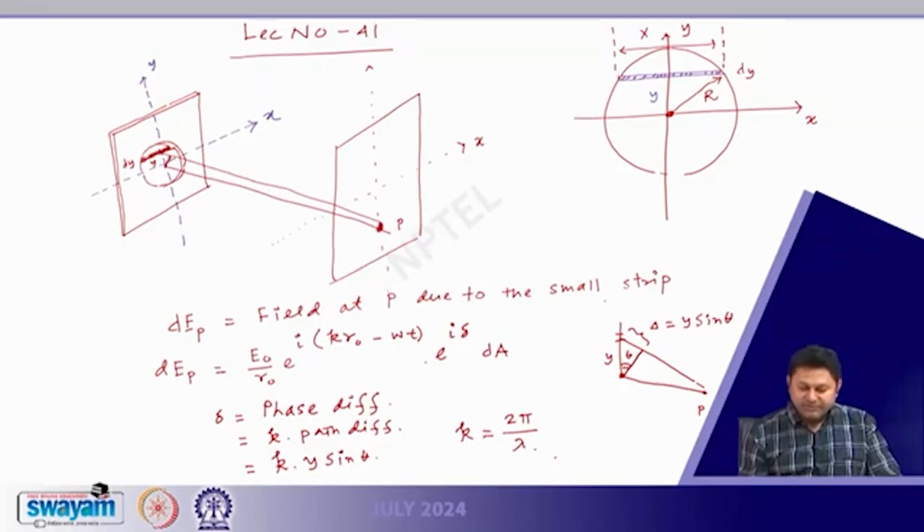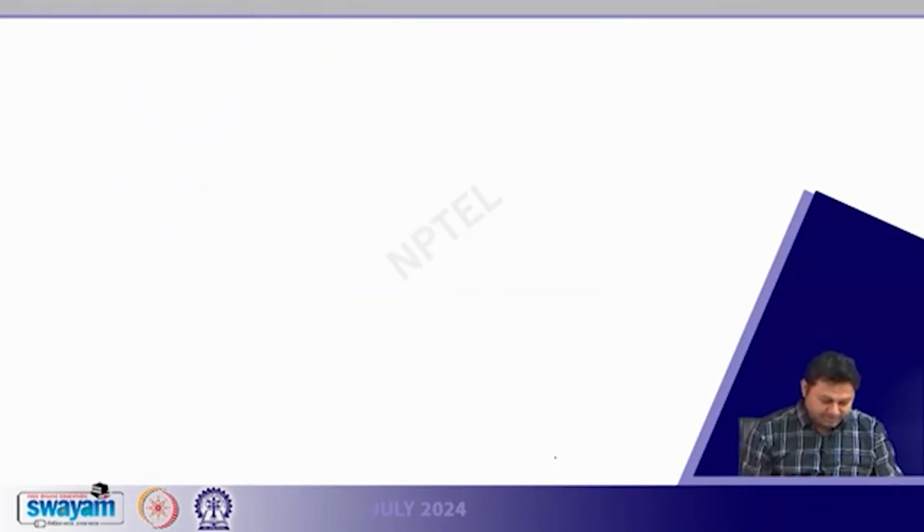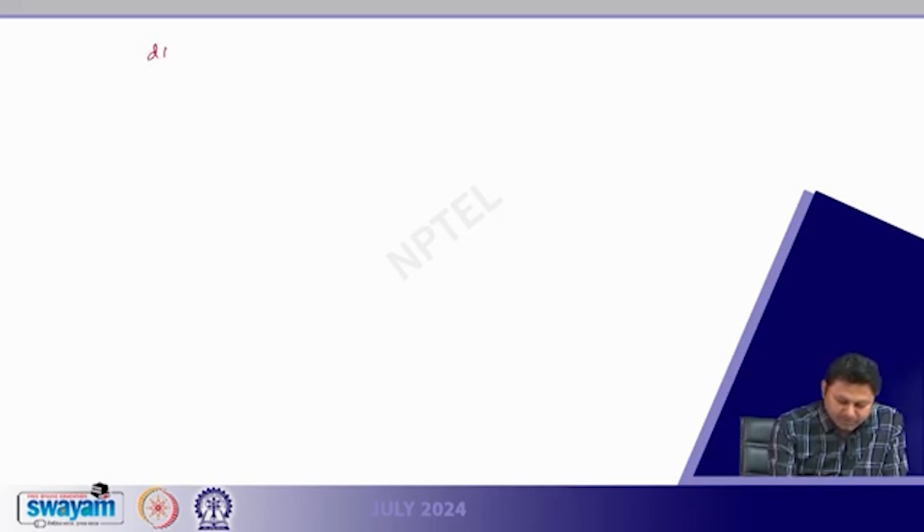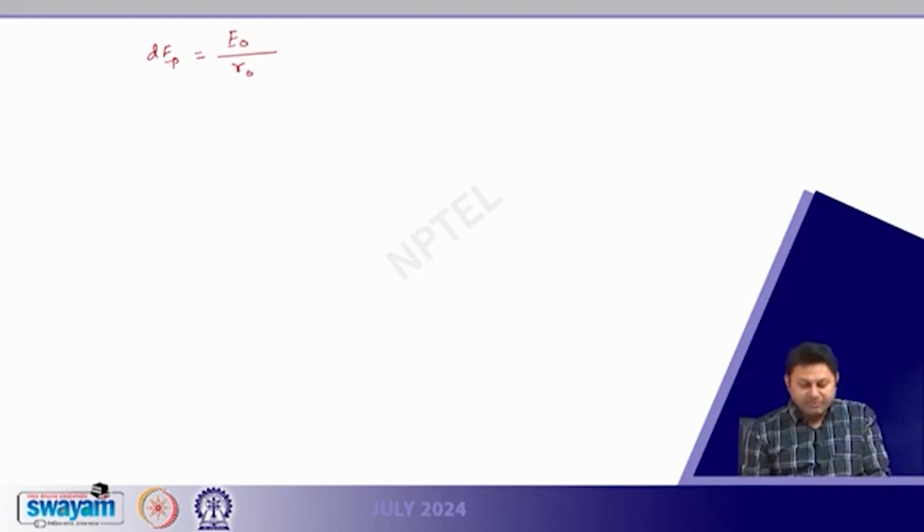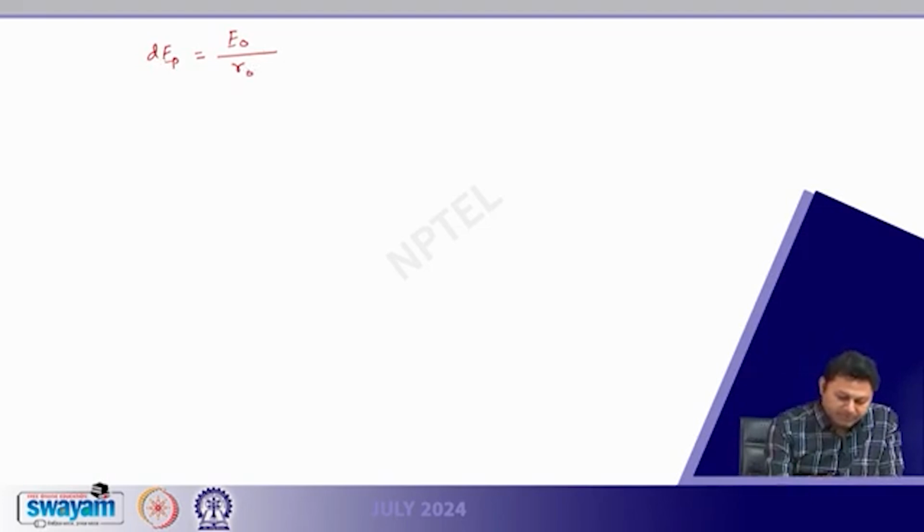Okay, so this is the overall structure I tried to draw here, and now we are going to calculate. The calculation is nothing but integrating to find the total field over the area, and that is the tricky part. So, dA. Let me write down once again, dE at P is E naught divided by R naught, because it is a spherical wave coming out from this aperture. So I need to take account of that form.